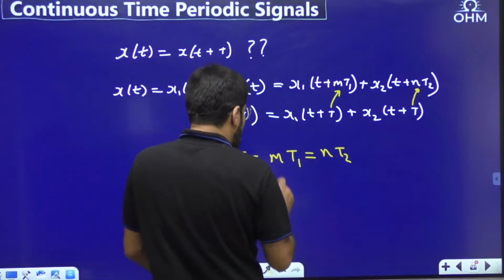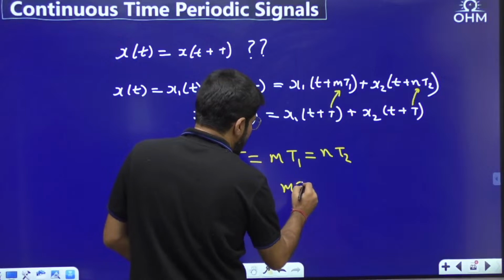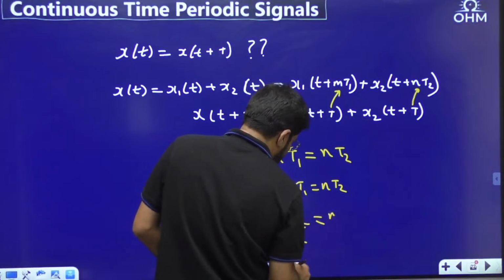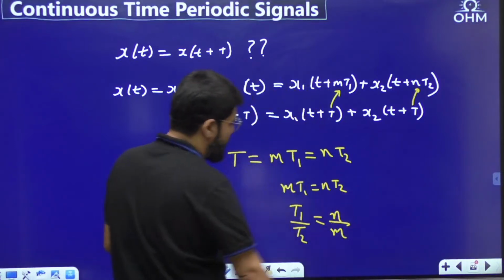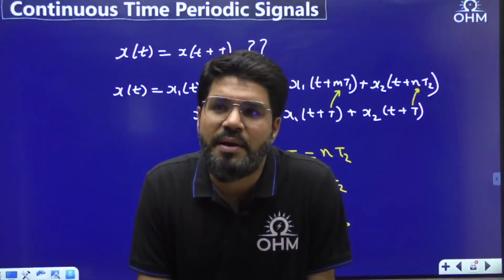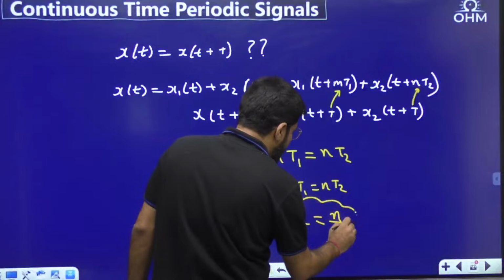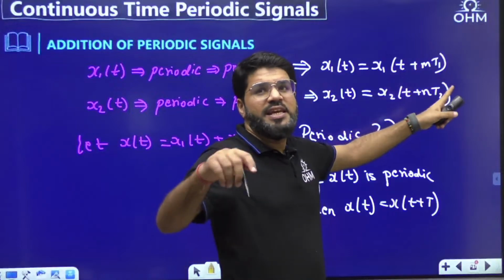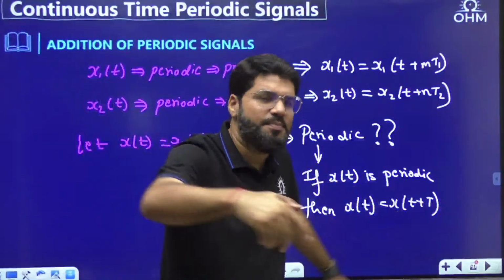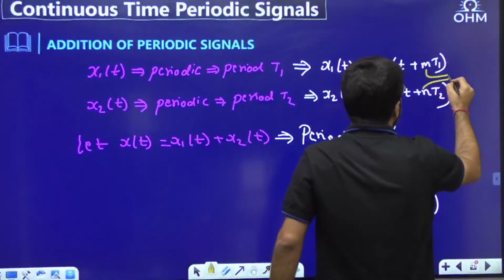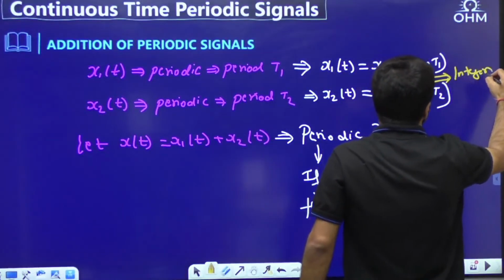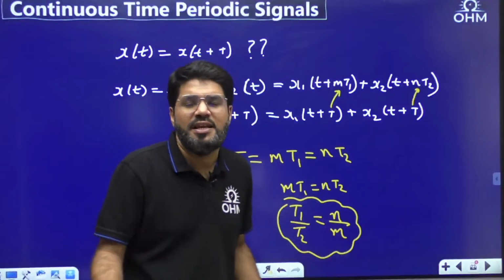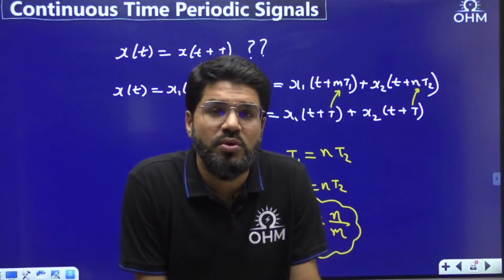For this to be true, we have mT1 equal to nT2. So T1 divided by T2 is equal to n by m, where n and m are integers, because a signal repeats after every integral multiple of its time period. So T1 by T2 is n by m, a ratio of integers. And a ratio of integers is known as a rational number.